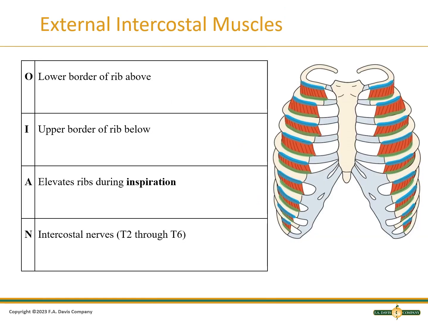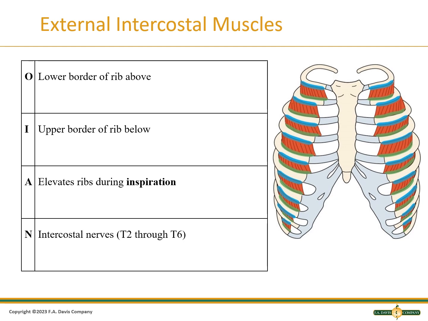External intercostal muscles. So these guys originate on the lower border of the rib above to insert on the upper border of the rib below. So they come from the bottom side of the top rib to stick on the top side of the bottom rib. They serve to elevate the ribs during inspiration, and if you look at the orientation of their fibers, it's like putting your hands in your pocket.